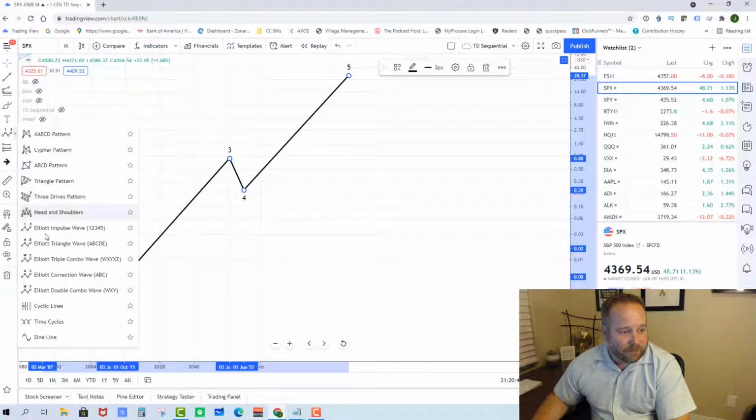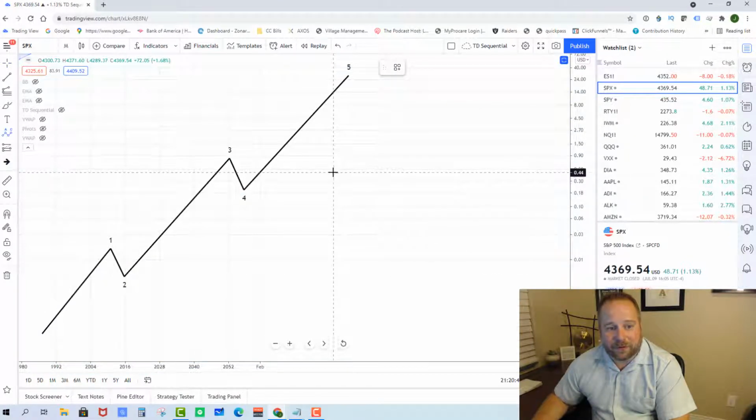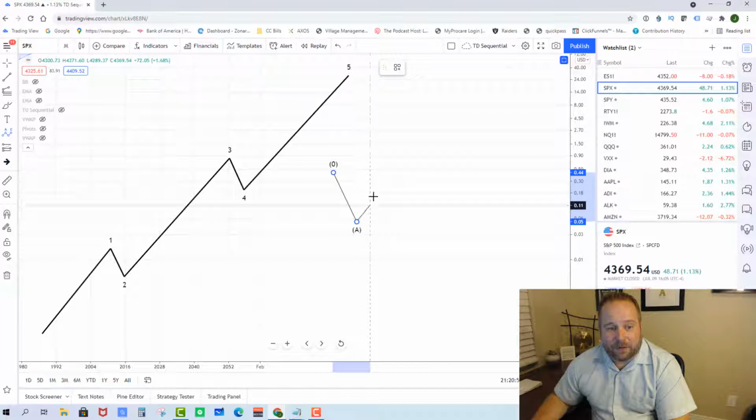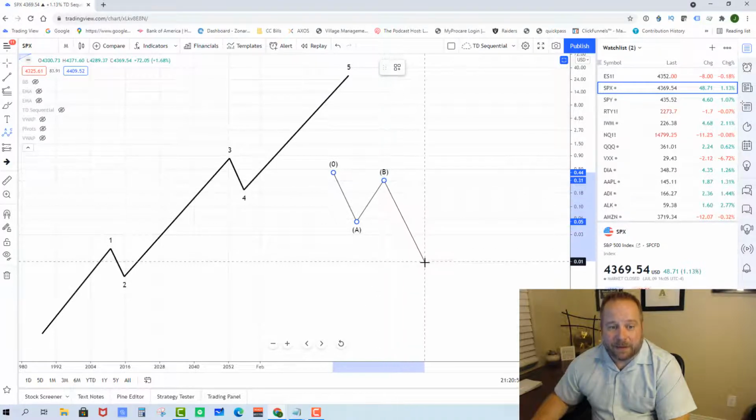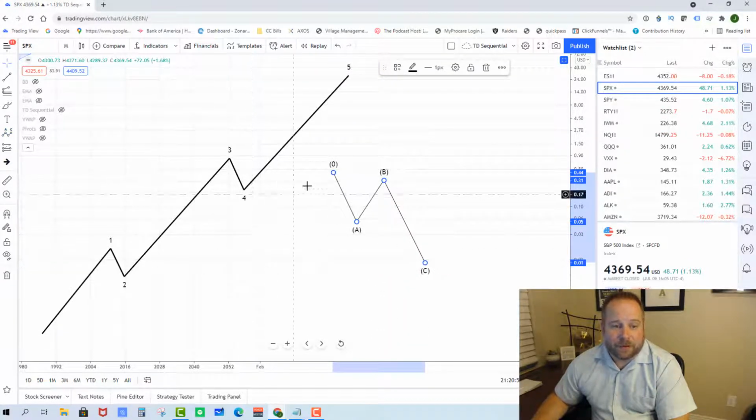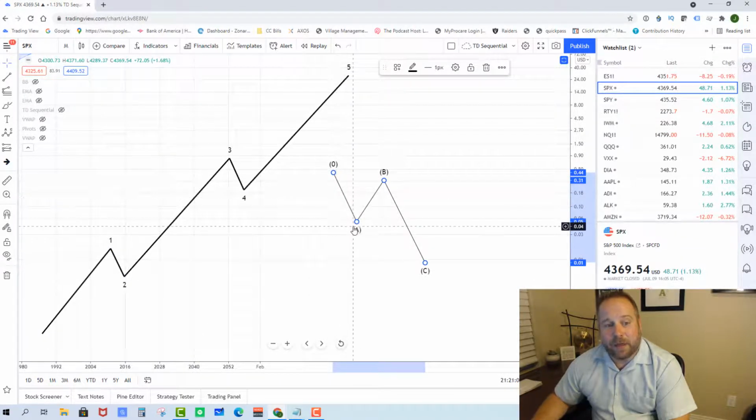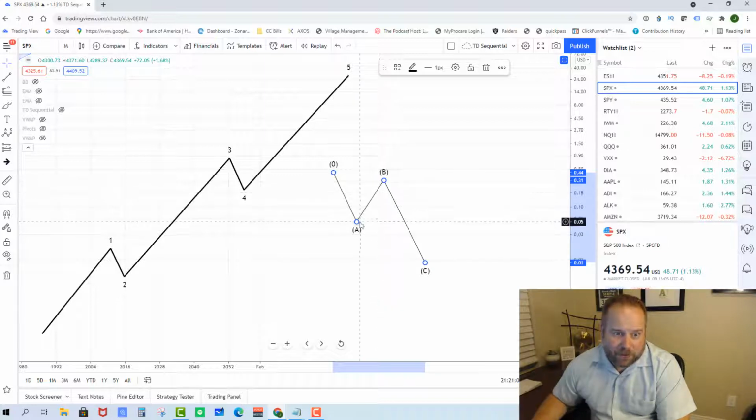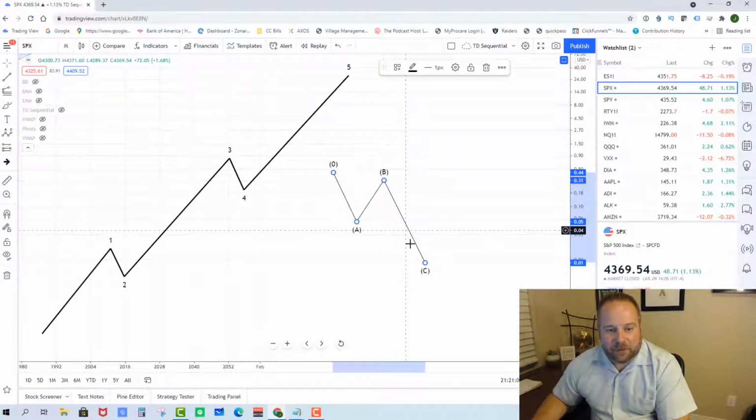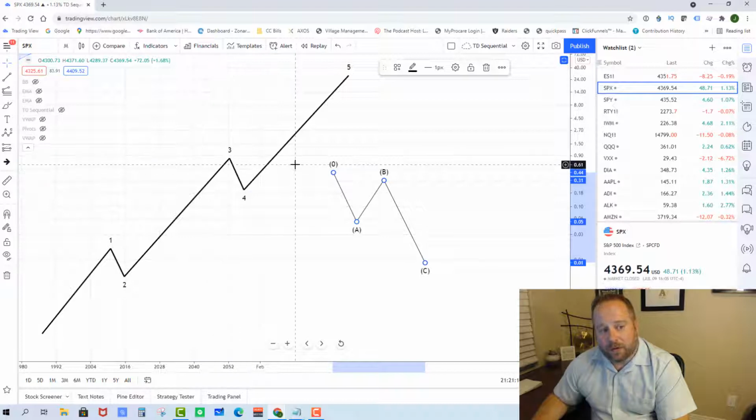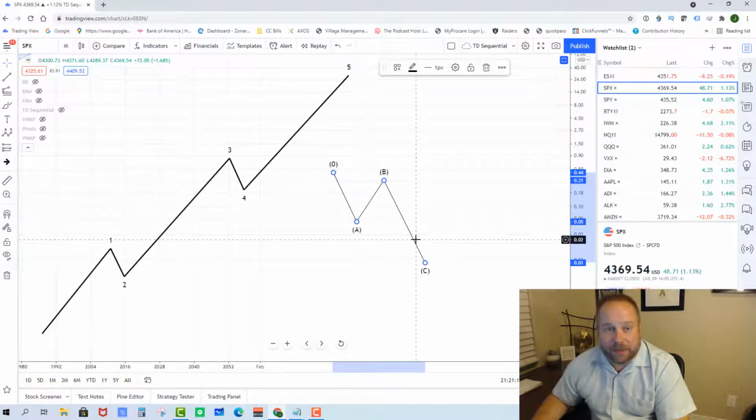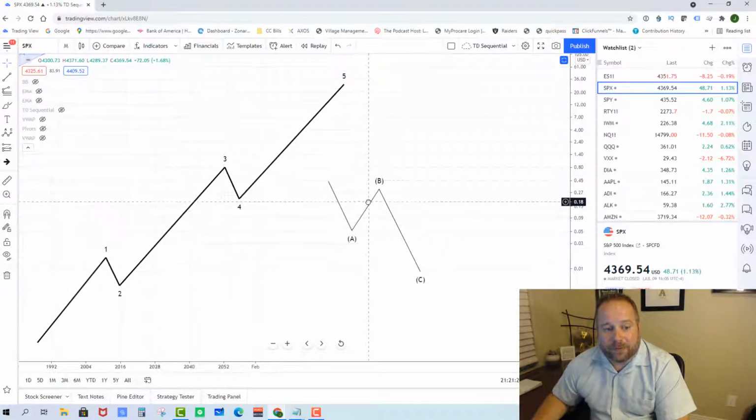Now, a corrective wave is just a 3-wave move in the opposite direction. So the A wave would be down, the B wave would be up, and the C wave would be down. For instance, from wave 1 to 2 would take on this shape, where you have a down move, then you have what they usually call a bull trap for B, and then another bigger move down that completes the correction. Wave 2 and wave 4 are corrective, so they would take on this shape. They would be a 3-wave move. And then at the end of wave 5, you also have this 3-wave move.